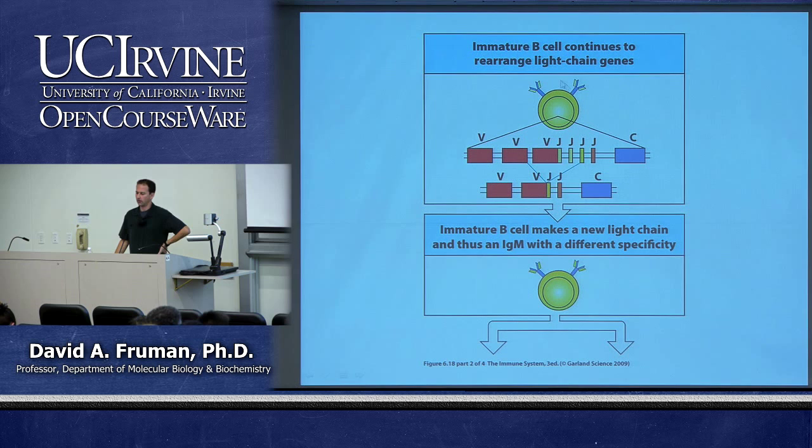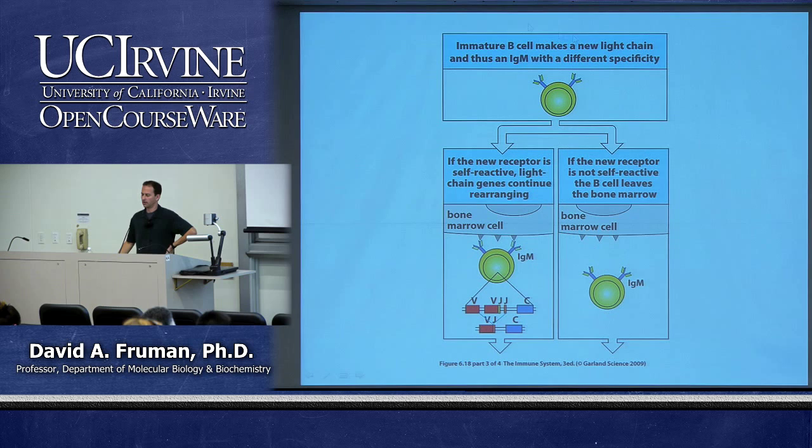So the immature B cell continues to rearrange light chain genes and now can make a new light chain, and therefore the IgM has a different specificity. The heavy chain hasn't changed, but the light chain is slightly different now. It might have a different V segment, different J segment, different junctional diversity, and all that. Okay, so you have a different specificity. If the new receptor is not self-reactive, the B cell can leave the bone marrow just like the ones we saw earlier. If the new receptor is still self-reactive, you can continue to rearrange light chain genes at that locus or at other ones that have not been used yet.